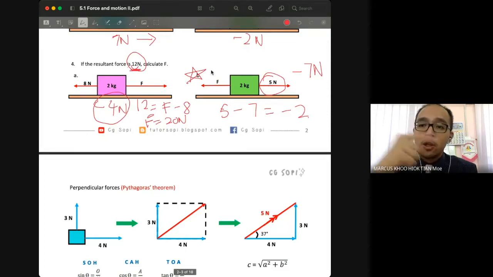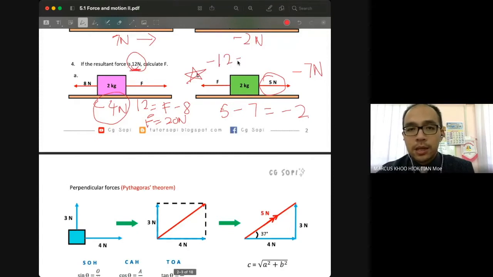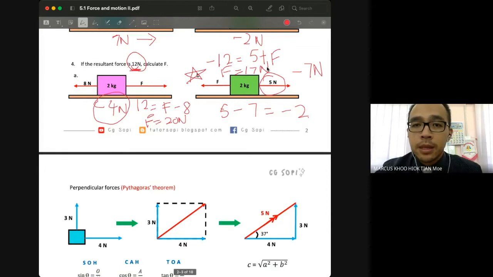So we have to assume that the resultant force is negative 12 newtons equals 5 plus F. Okay, so you actually get F equals negative 17 newtons. Oh, you're so ugly, my handwriting. F equals negative 17 newtons, because that's the only logical explanation. Kalau ke kiri adalah negatif 17 dan ke kanan adalah 5, so your resultant force will be 12 newtons to the left.